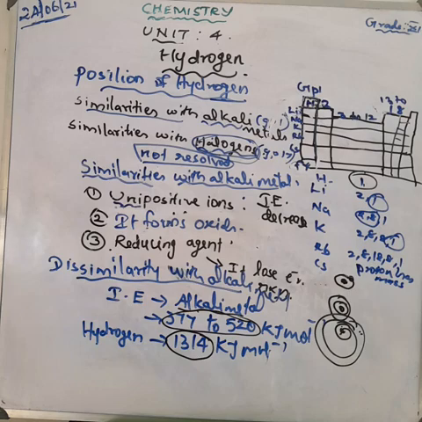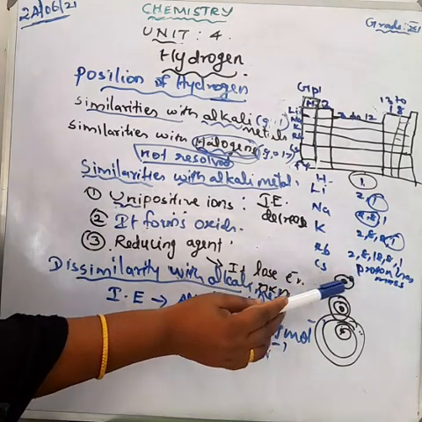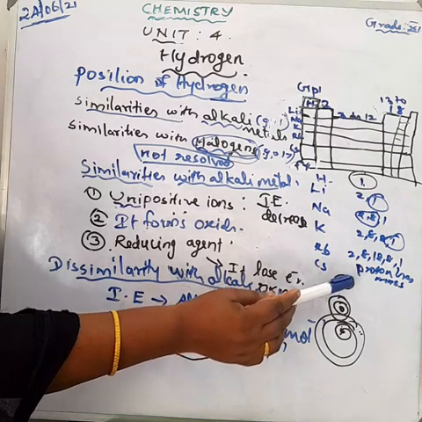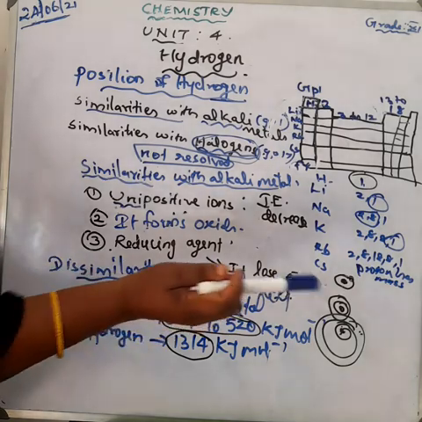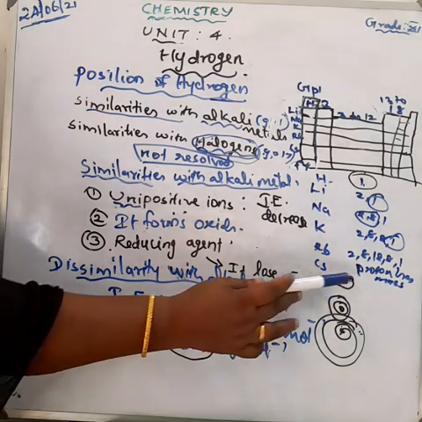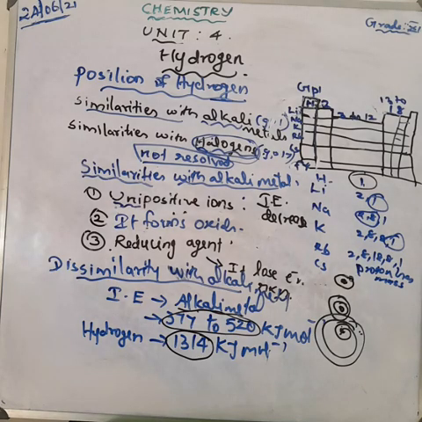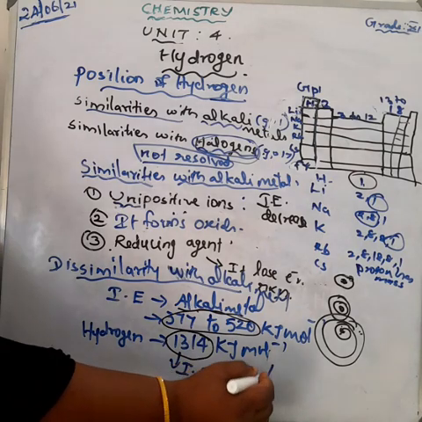Here, the outermost electron of the hydrogen atom is very close to the nucleus. So the nucleus tightly attracts the electron in the outermost shell, and it is difficult to remove this outermost electron. So we should give more energy to remove the electron. So the ionization energy becomes very high compared to the ionization energy of alkali metals.